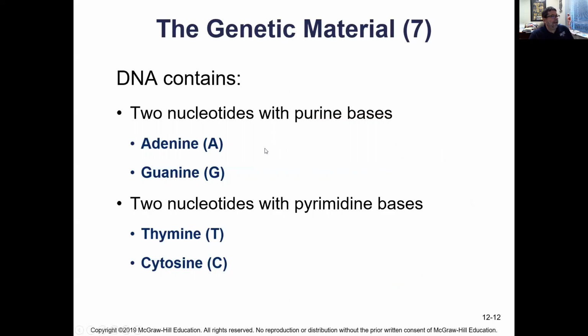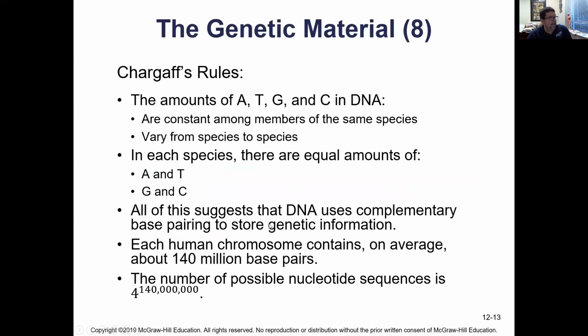We have two nucleotides that are purines called adenine and guanine, and two that are pyrimidines, thymine and cytosine. Now, Chargaff was one of the famous Nobel winners of Europe, and he determined that of the amounts of A, T, G, and C in DNA, A and T is always equal, and C and G is always equal, suggesting that these two are maybe complementary pairing to each other. Each human chromosome contains an average of about 140 million base pairs. The number of possible nucleotide sequences then is 4 to the 140 millionth, which is crazy to think about.